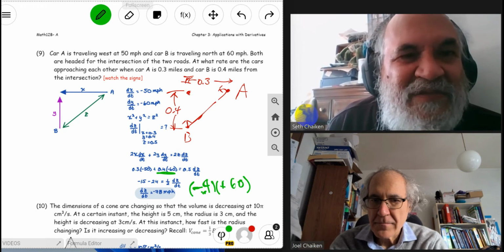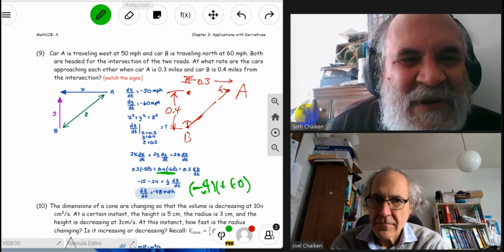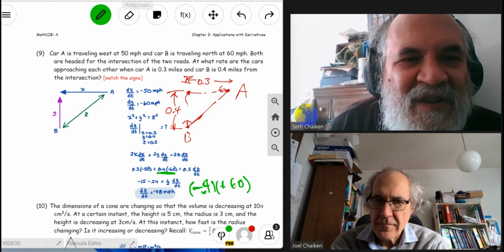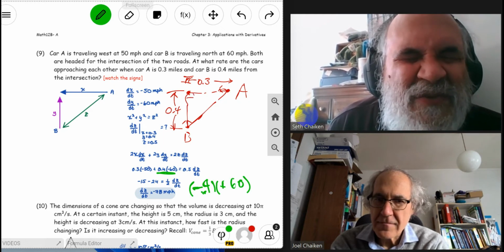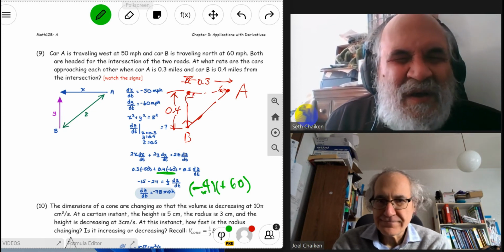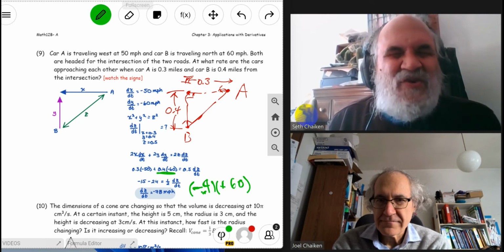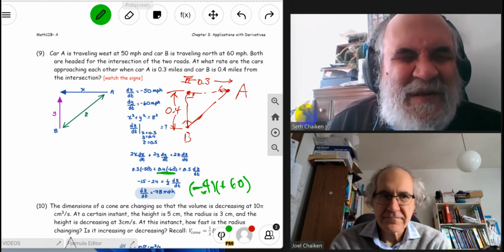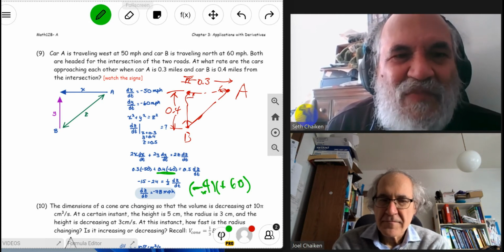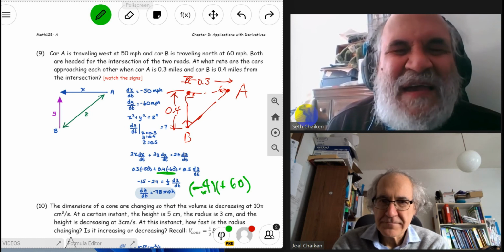Now, let's do geometry and draw the horizontal line from the intersection to car A, and the vertical north-south line to car B. And since, to an excellent approximation, ignoring the roundness of the Earth, north-south is perpendicular to east-west, we have a triangle.